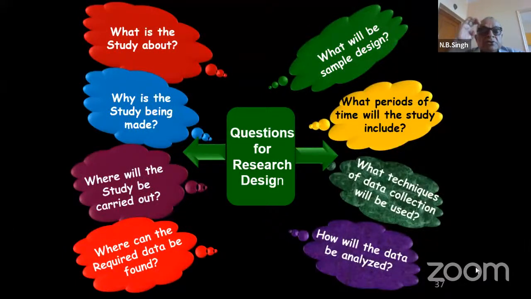Now here you see that there are certain questions which are taken into consideration while making a research design. What is the study about? Why is the study being made? Where will the study be carried out? Where can the required data be found? How will the data be analyzed? What techniques of data collection will be used? What periods of time will the study include? What will be the sample design? All these questions are taken into account while making a research design.